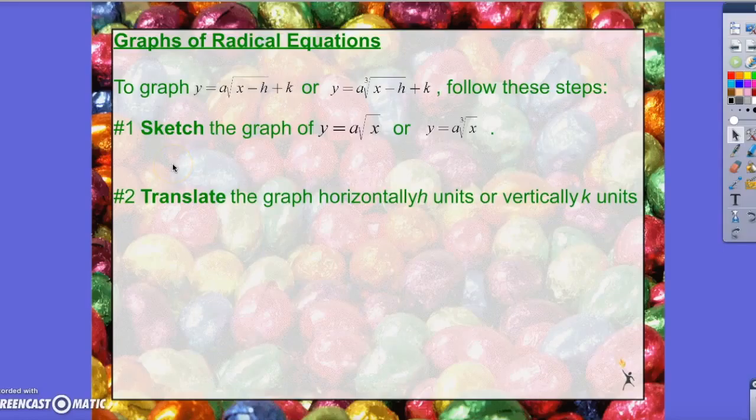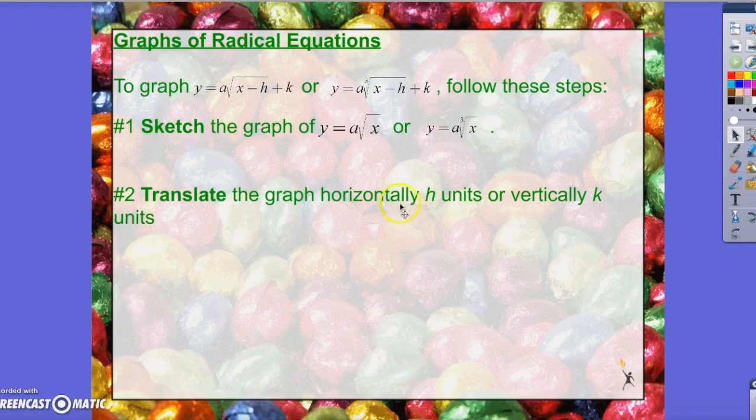Step 1, we're going to simplify it and only sketch the graph of everything, taking away the h and the k. Y equals a square root of x, y equals a cube root of x. Then 2, we don't get rid of it completely. When we're done, we translate the graph horizontally or vertically. H is the horizontal, left or right. K is vertically up or down.